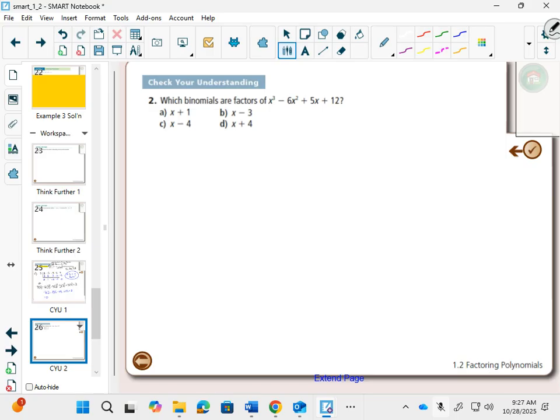So in question 2, they want to find which ones of those are factors. If you're wanting to find a factor, the word factor here implies the remainder is 0. So if the remainder is 0, then it's a factor. And again, we could use synthetic division or the remainder theorem.